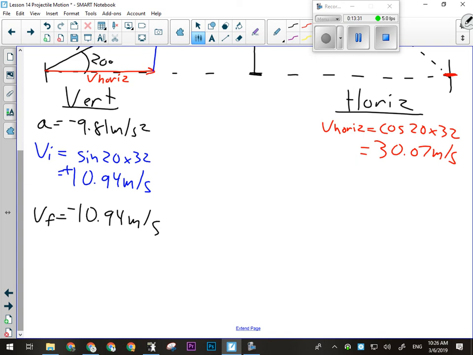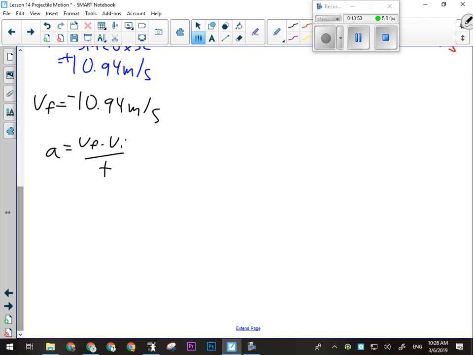All right, I have A, I have VI, and now I have VF. What can I calculate? Time. Is that something we were always looking for? Yeah, because it's the one thing that horizontal and vertical components share. So that's what I want to calculate next. I'm going to use A equals VF minus VI over T. Okay, I'm just going to manipulate it for T. So T will equal negative 10.94 minus 10.94 divided by negative 9.81.